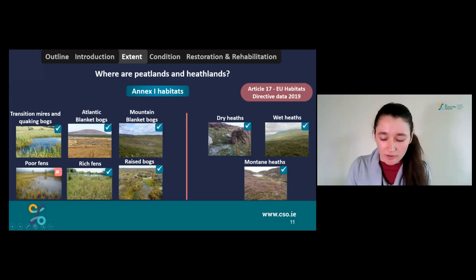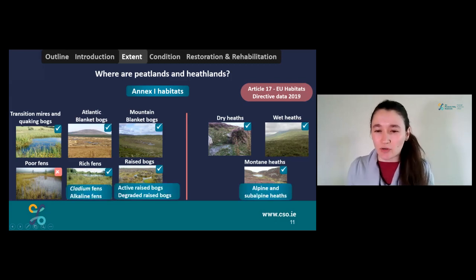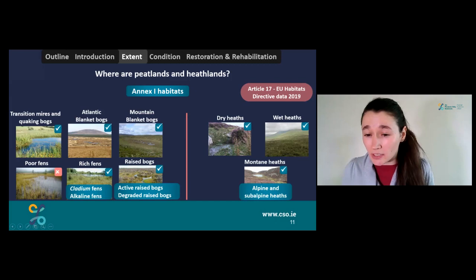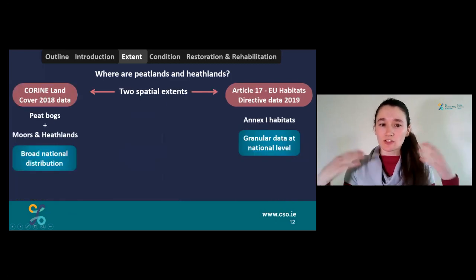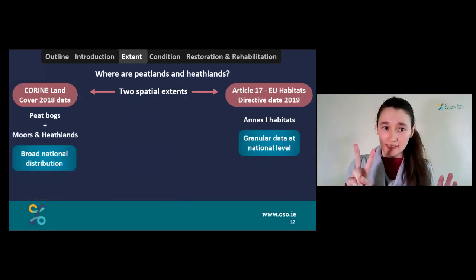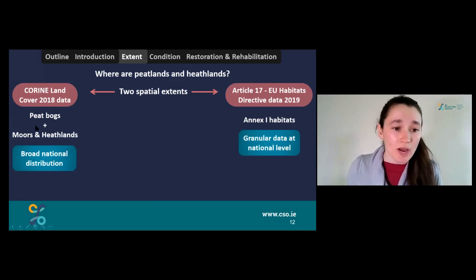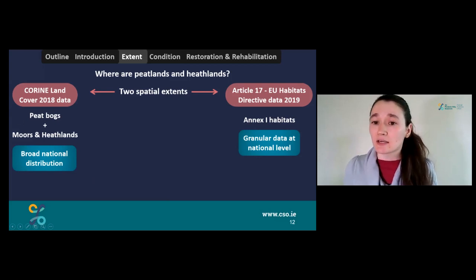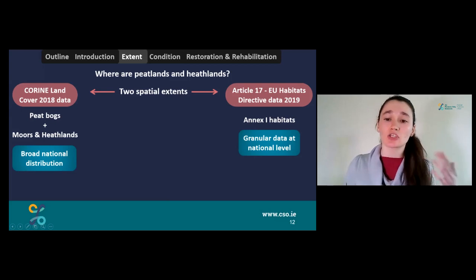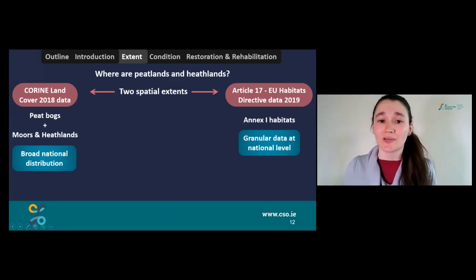In practice, however, some of them have been renamed. For example, mountain heath are now alpine and subalpine heath. Raised bogs are active and degraded raised bogs, and rich fens are cladium and alkaline fens. So in summary, we used two different data sets. Firstly, CORINE, to have a broad national distribution of peatlands and heathlands, using the peat bogs and moors and heathlands classes. And second, Article 17 data to have the national distribution of Annex 1 habitats for peatlands and heathlands.